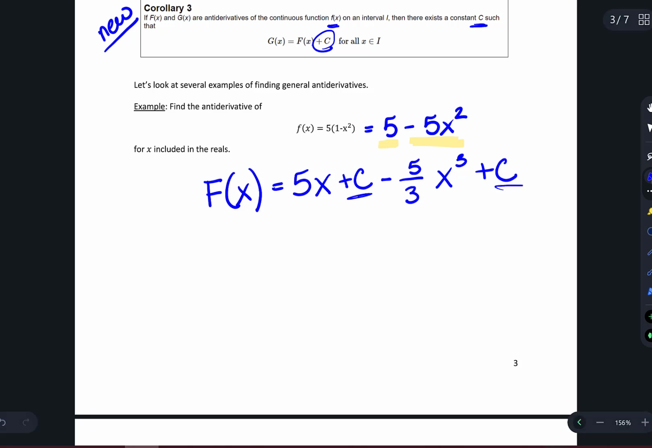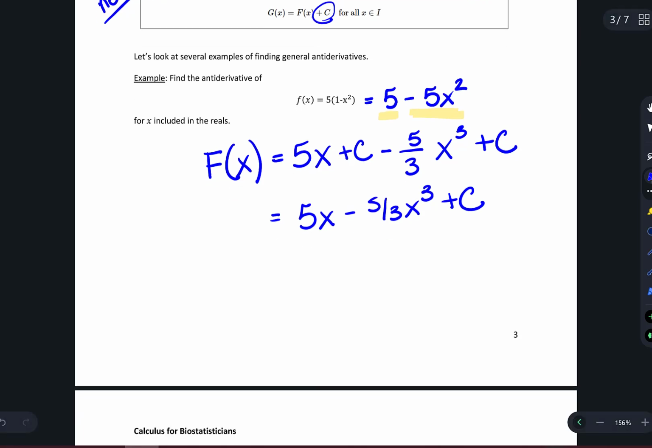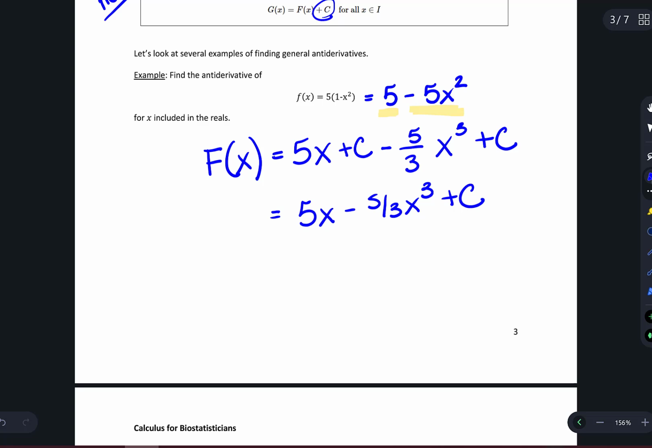Now remember that c can be any constant, so we can really just combine those two together, and we end up with 5x minus 5/3 x cubed plus c. Because again, c is arbitrary, it's just any constant. And since the value of c doesn't matter, if I add two constants together, I just end up with another constant. So I'm intentionally not putting a 2 in front of there, and that's because the c is arbitrary.